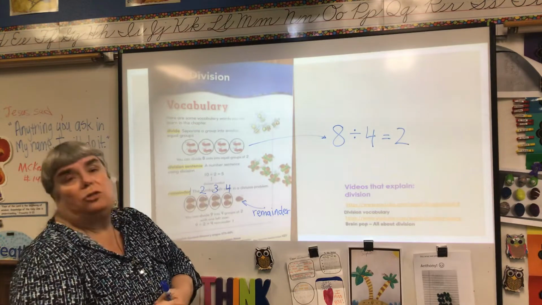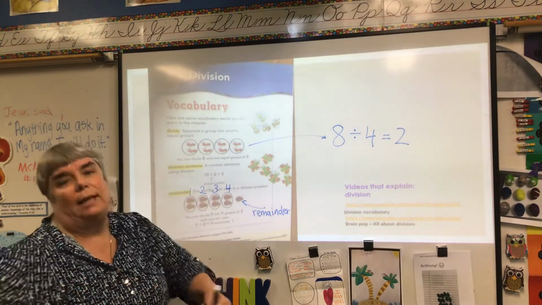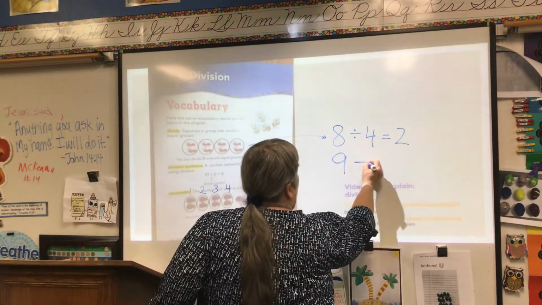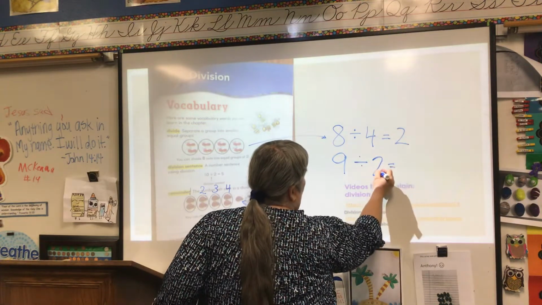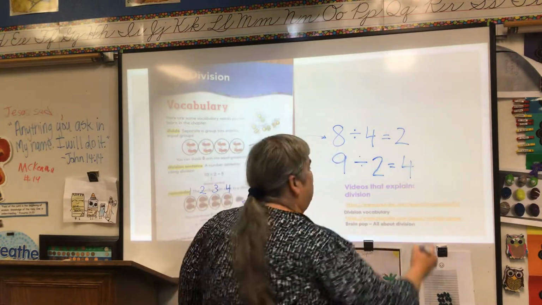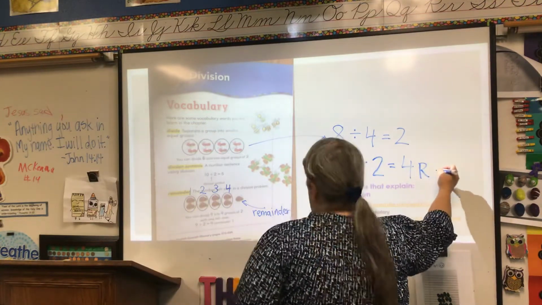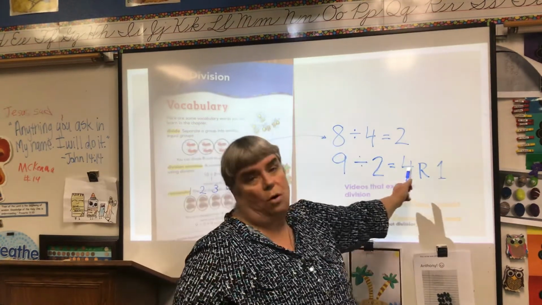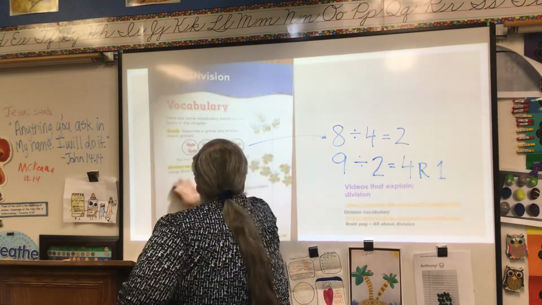Now, when they ask you to write that in 3rd grade, you're going to write that like this. 9 divided by 4 equals, and your answer is 2, but it's not just 2. You're going to write a capital R for remainder, and then you're going to put 1. So your answer is 2, remainder 1. Okay? So let's look at the next slide.